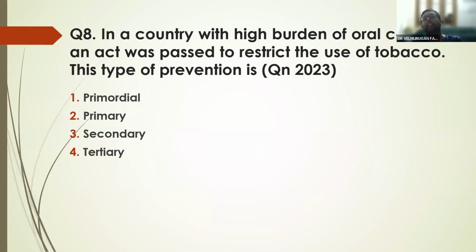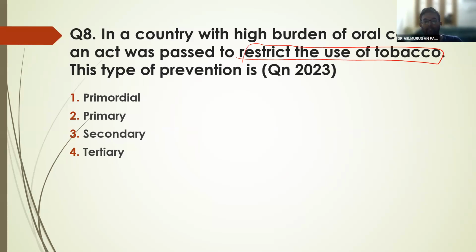Okay, next question. In a country with a high burden of oral cancer, an act was passed to restrict the use of tobacco. This is which type of prevention? To restrict the use of tobacco, like in our country, children less than 18 years should not smoke, or smoking in public places will lead to jail or a fine. So this is restricting the use of tobacco. We should not smoke in public places.